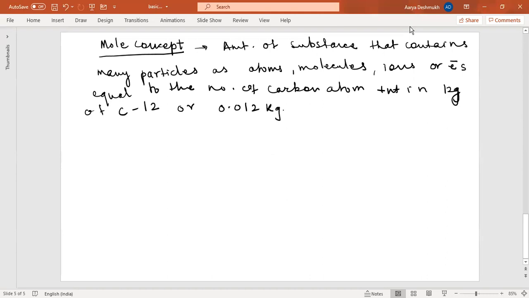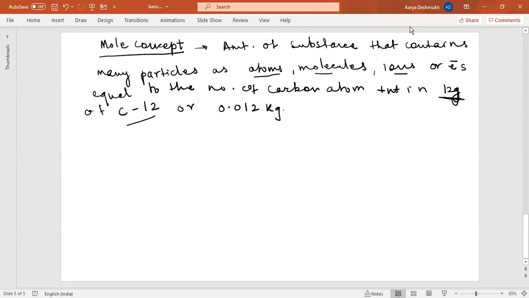In this much grams, 12 gram of carbon, what is the amount of substance that contains particles? It might be atoms, molecules, ions, or electrons, which should be equal to the number of carbon atoms present in 12 gram of C12. That is called as the mole concept.